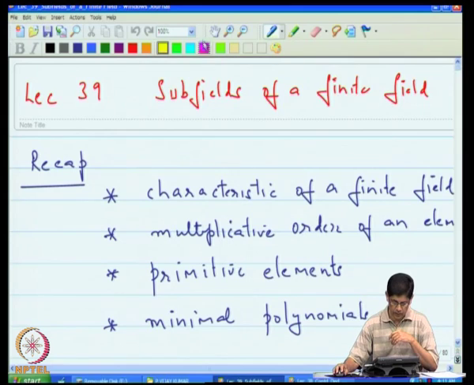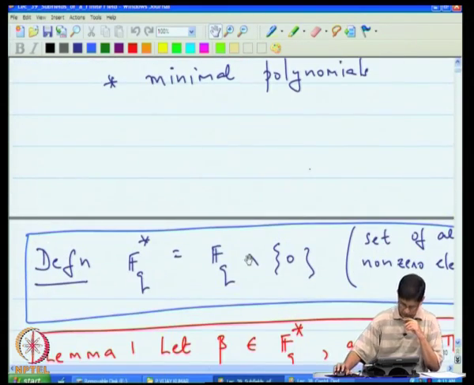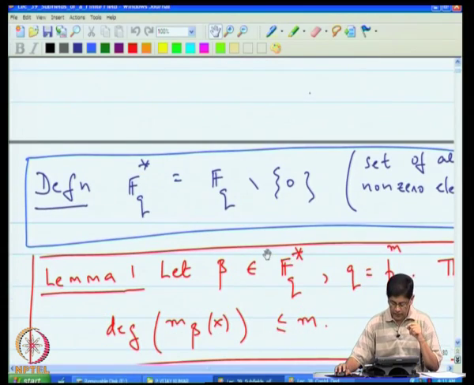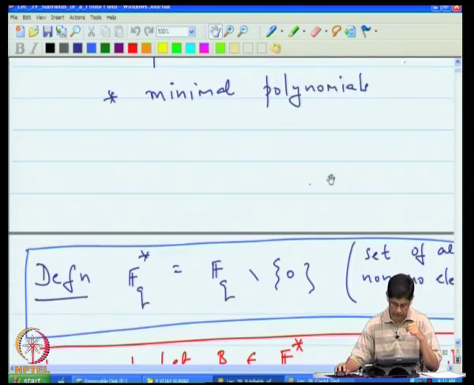So, the recap is that last time we talked about the characteristic of a finite field, the multiplicative order, primitive elements, that is, an element having the maximal possible multiplicative order, and minimal polynomials. Now, we would like to begin by saying a little bit more about minimal polynomials.